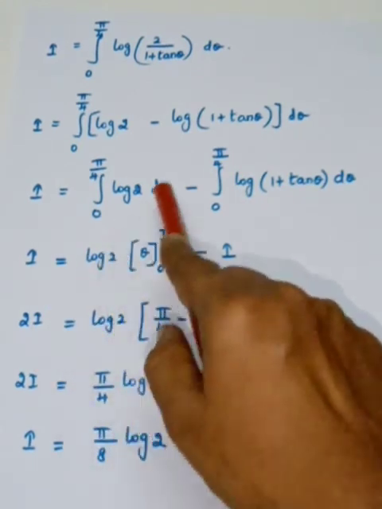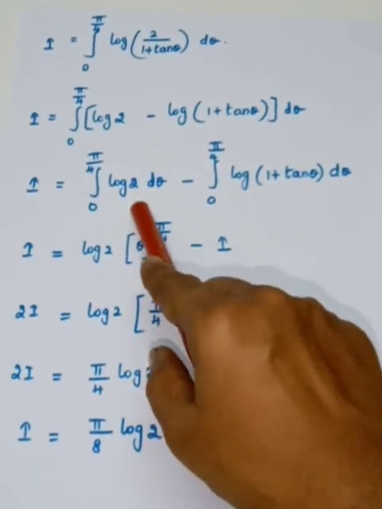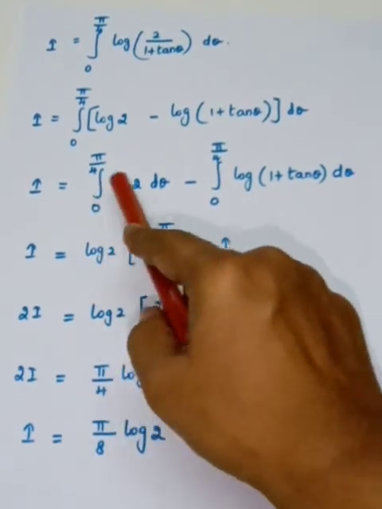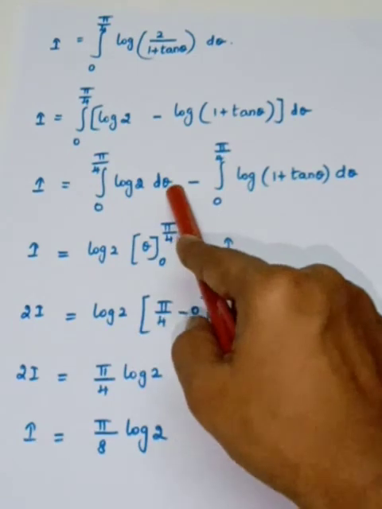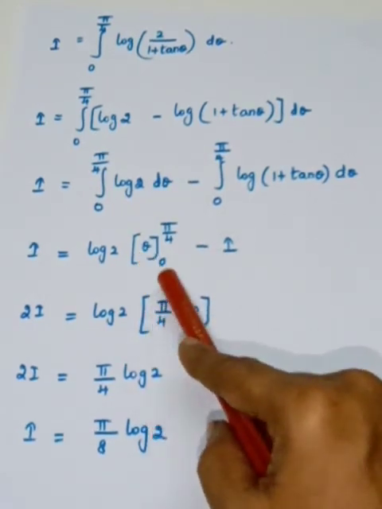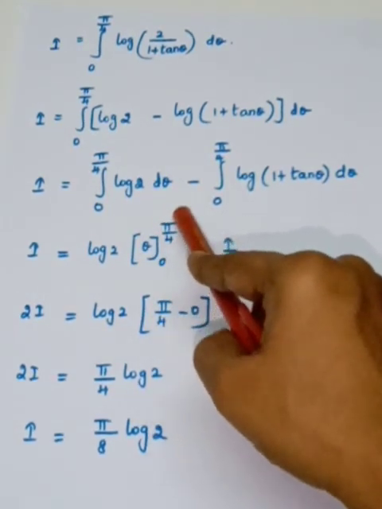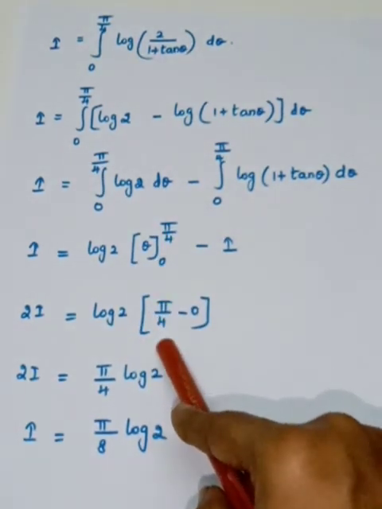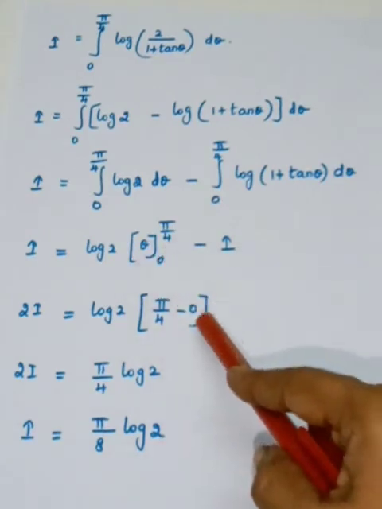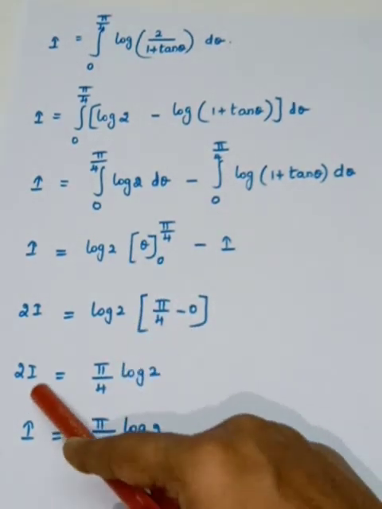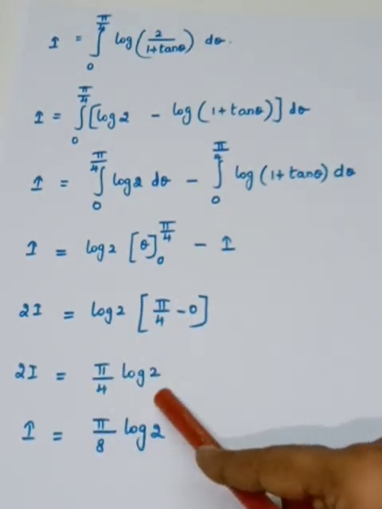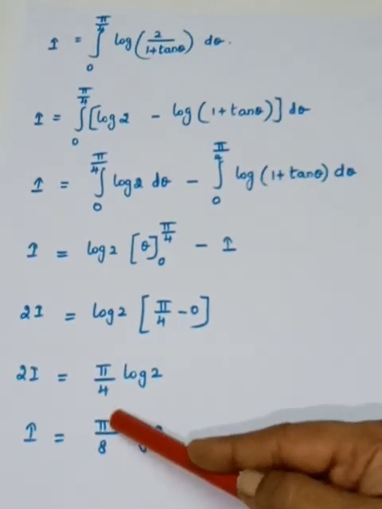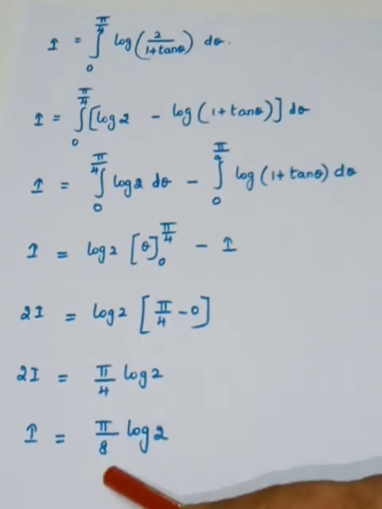2I is equal to, here you are going to integrate this integral. So log 2 is a constant, so it is taken out. Integral d theta, so the integration of d theta is theta and the limits have to be applied 0 to pi by 4. So log 2 into, when you apply the upper limit pi by 4 minus lower limit 0. So here 2I is equal to pi by 4 into log 2. So this 2 has to come to the denominator here. So your I is equal to pi by 8 into log 2.